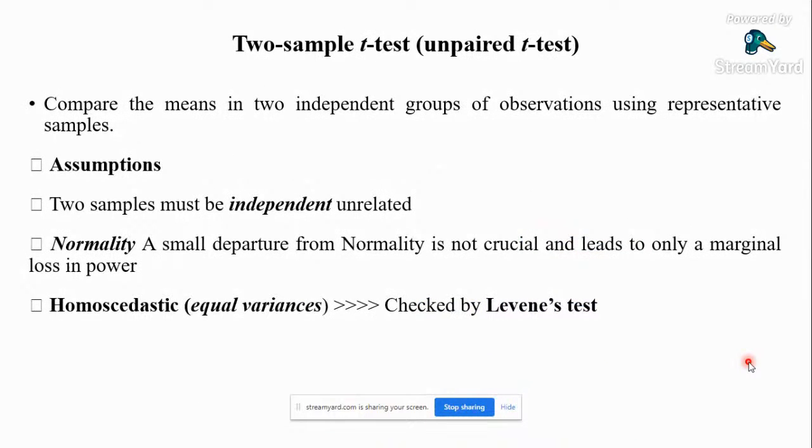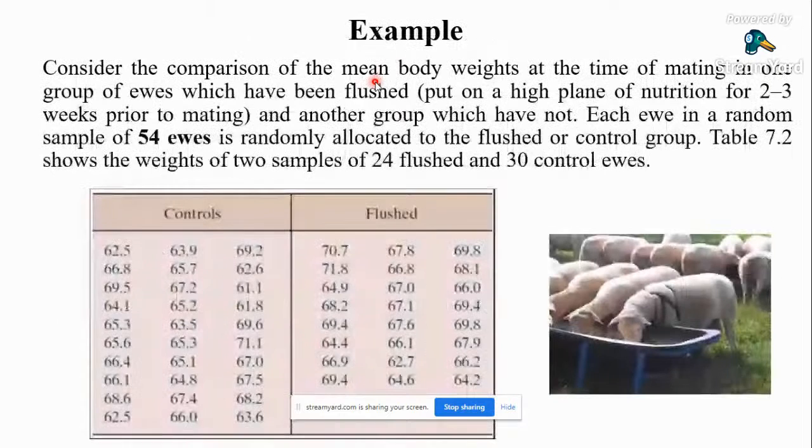Now, I talked about the 2 sample t-test. Here we compare the means of 2 independent groups of observations using a representative sample. Now, what are the assumptions? The samples must be independent, that is, there should not be any correlation between the 2 samples. Normality: a small departure from normality is not crucial and leads to only a loss in power, but we assume that the parent population is normally distributed. And there is an assumption of homoscedasticity, which means that the variances of the two populations are equal, which can be checked by a Levene's test.